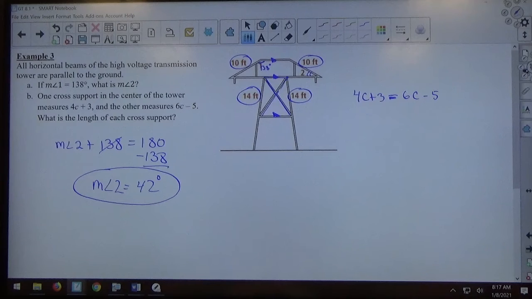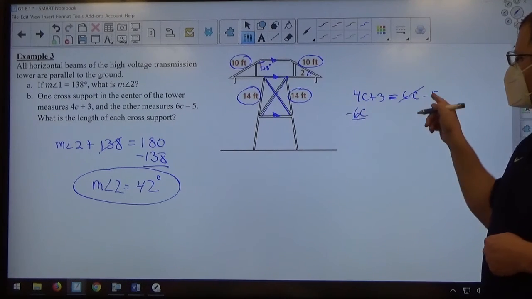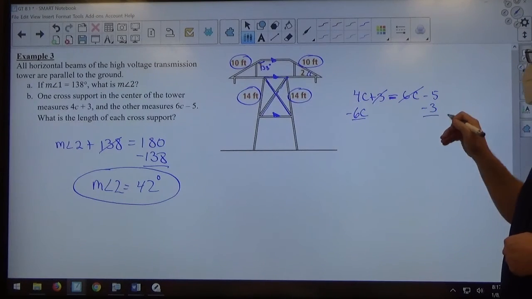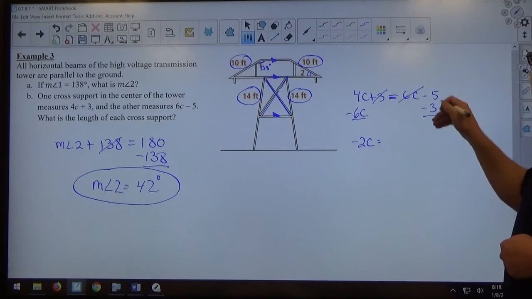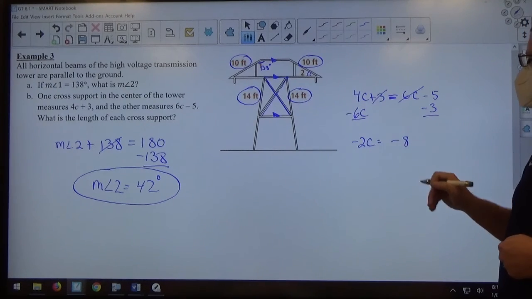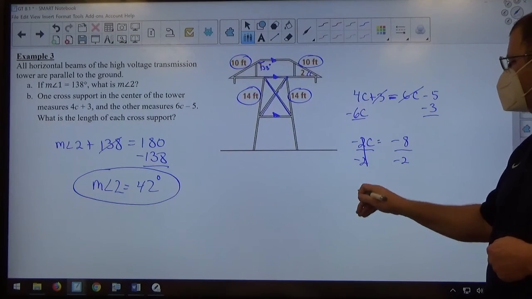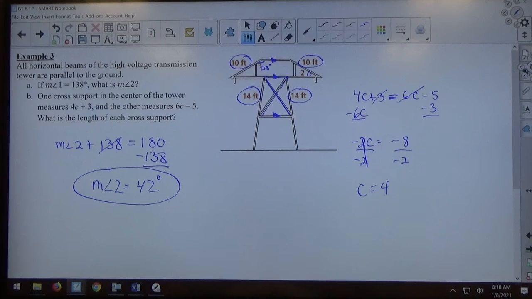And it does ask for the length of each cross support, so we're going to use this equation to figure out the value of c. I'm going to take the 6c and move it to the left. Moving it across becomes negative. Move the 3 to the right. Moving across becomes negative. 4c minus 6c is negative 2c. Negative 5 minus 3 is negative 8. Divide both sides by negative 2, so c is equal to 4. C's value of 4 gets them to be the same measure.